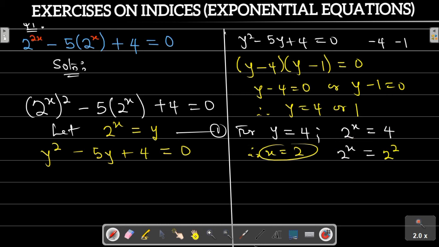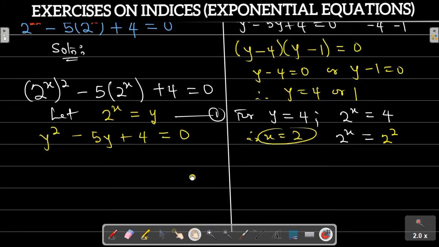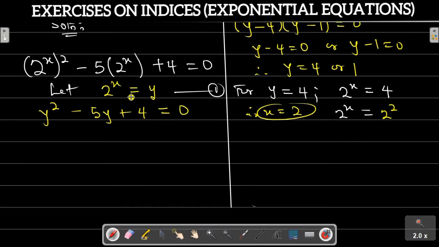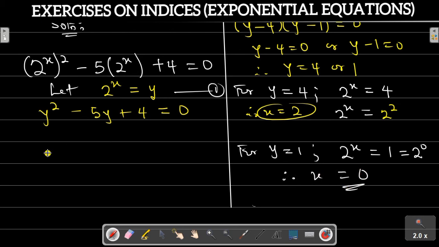Okay, so we have the value of x when y is 4. So we will now go for when y is 1. And it is already obvious, if y is 1, it means 2 raised to power x is equal to 1. And you know that 1 in base 2 is 2 raised to power 0. And so our x is equal to 0 in this case. So the implication, therefore, is that for that equation we are given, our x is either 0 or 2. Okay, and that is the required solution.